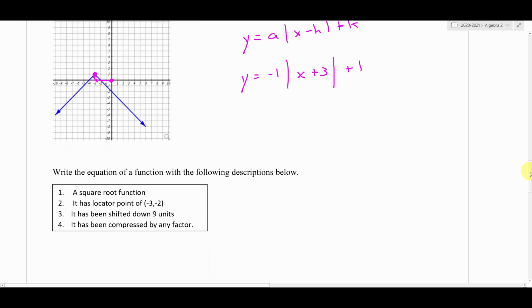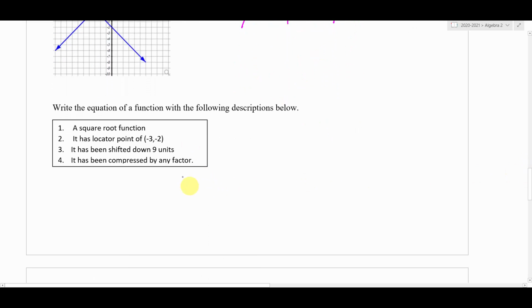All right, one more here. Now this one is different. It's an equation from a description, so I'm giving you a bunch of clues here, and I want you to write the equation. So you've got to read through these clues. I'd read them all first, and then start with your blueprint, right? So one of the clues here is that it's a square root function.